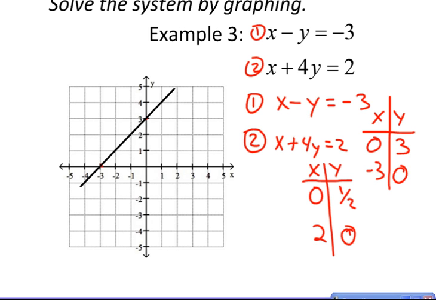All right, so 2, 0, we're going to graph this now. 2, 0, and then 0, 1/2 right here. So now we're going to draw the line again so we can find the point of intersection.